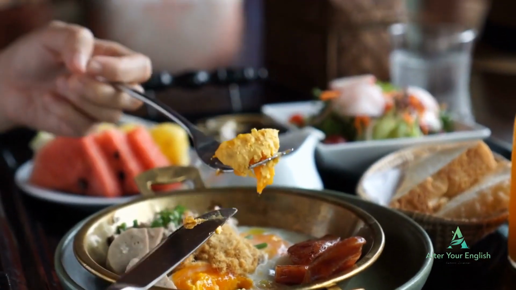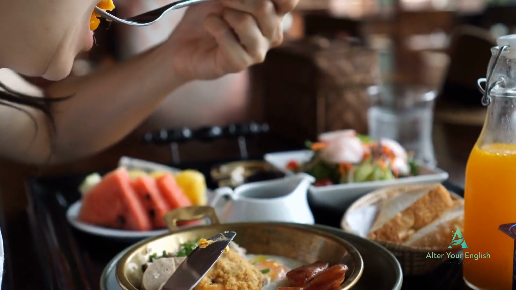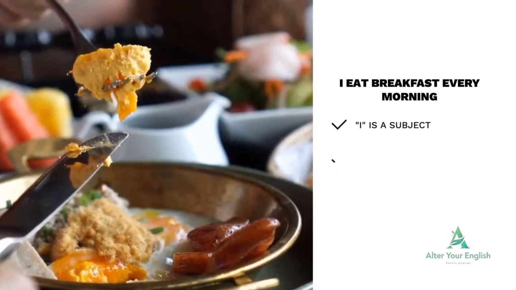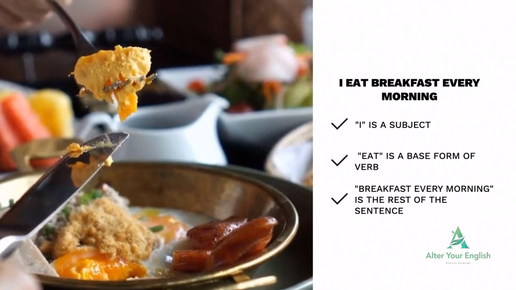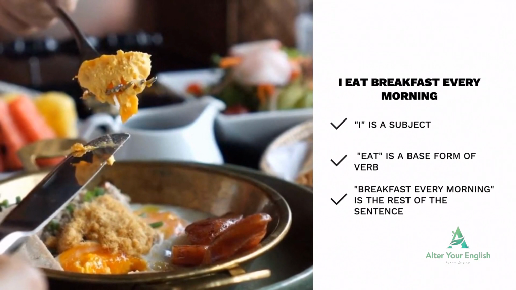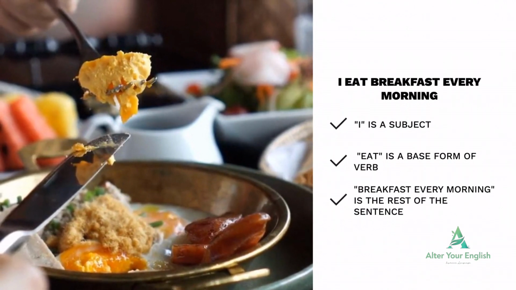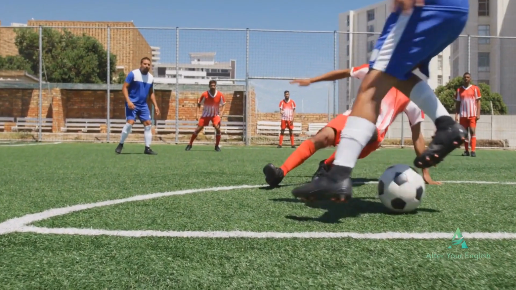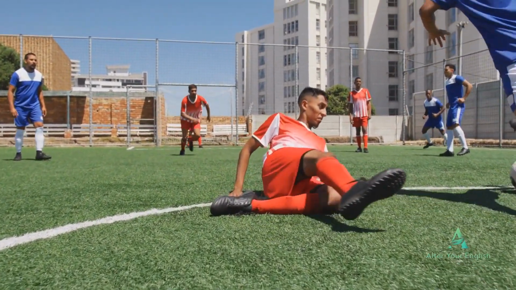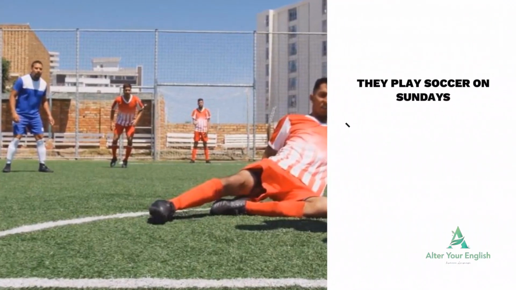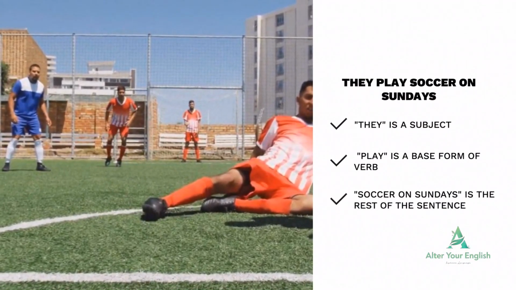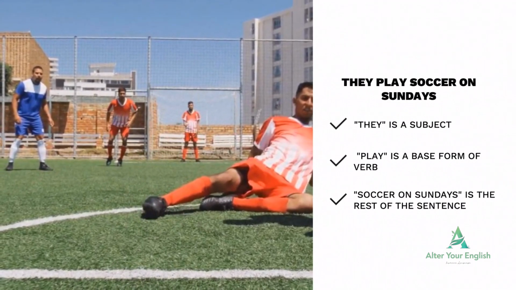I eat breakfast every morning. Where I is a subject, eat is a base form of the verb, and breakfast every morning is the rest of the sentence. Let's look at another example. They play soccer on Sundays. Where the subject is they, play is a base form of the verb, and soccer on Sundays is the rest of the sentence.